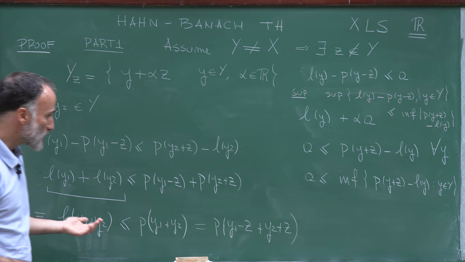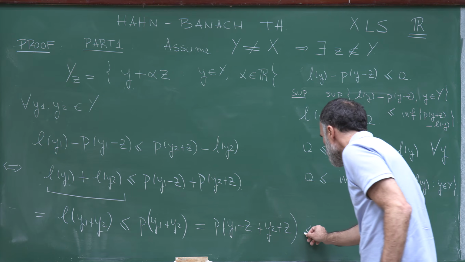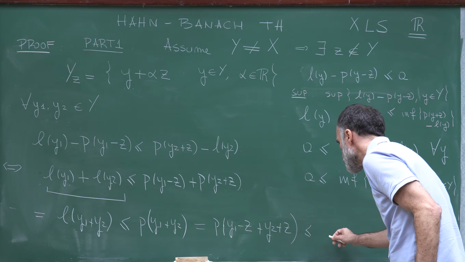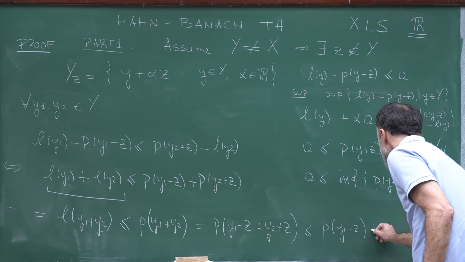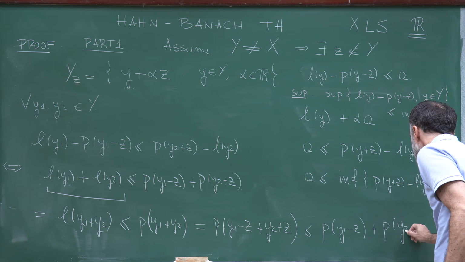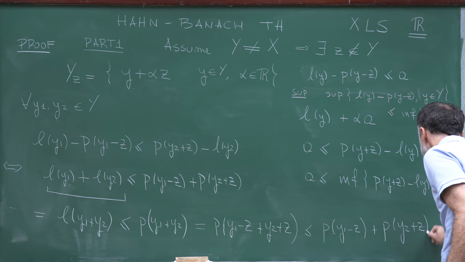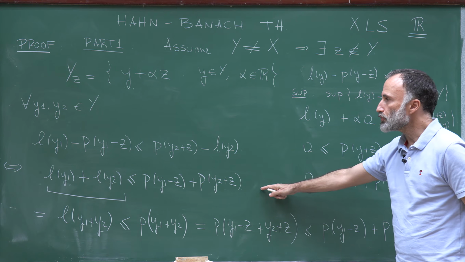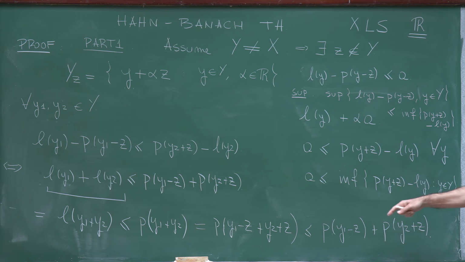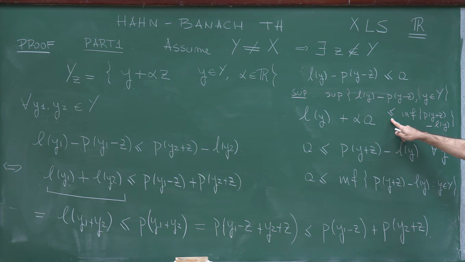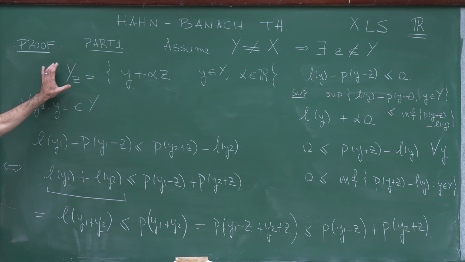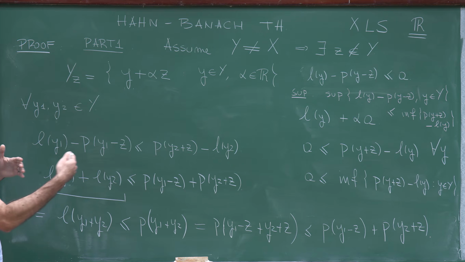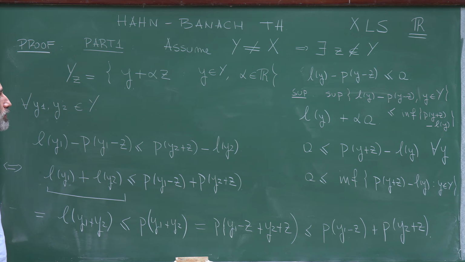And now I can use that P is sub-additive to say that P(y1 - z + y2 + z) is less or equal than P(y1 - z) + P(y2 + z). And this is exactly what we wanted to prove. So we just showed that this inequality indeed holds, and therefore that we are able to extend small l to this space yz, keeping all properties of the linear function small l.